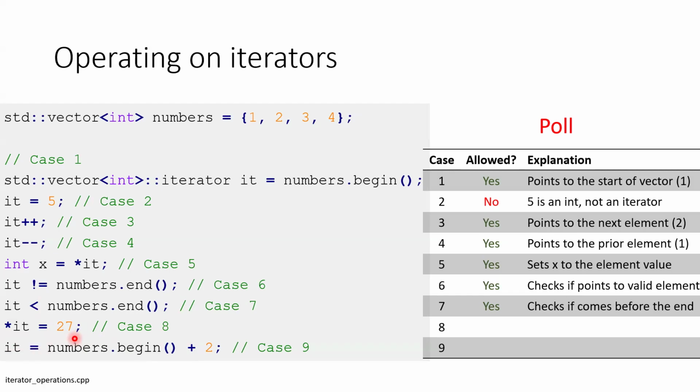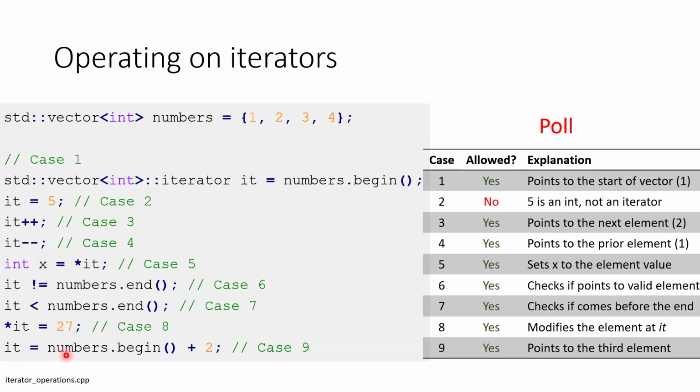For dereferencing IT, putting 27 into IT, this writes the element at IT to 27. So this is allowed. And the last one, IT equals numbers.begin plus 2. Remember, we're doing this with a vector. So who thinks this is allowed? Who thinks this is not allowed? Who's not sure? So this is allowed for the vector.